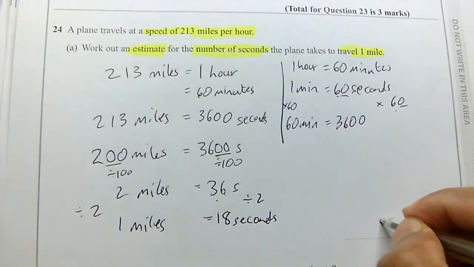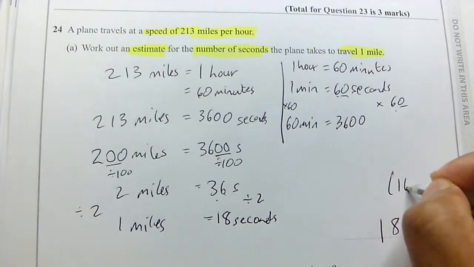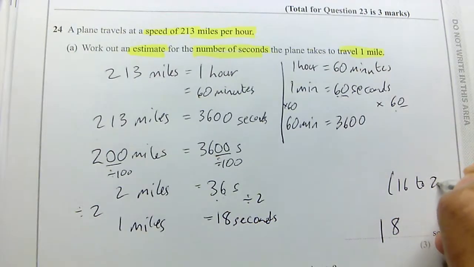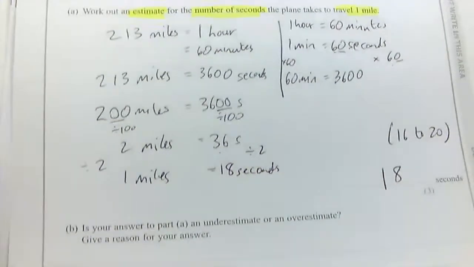Now you can work this out many ways. The mark scheme does give us a range of 16 to 20 seconds. So that's possible. So well done if you got that. Let's look at the next part, part B.